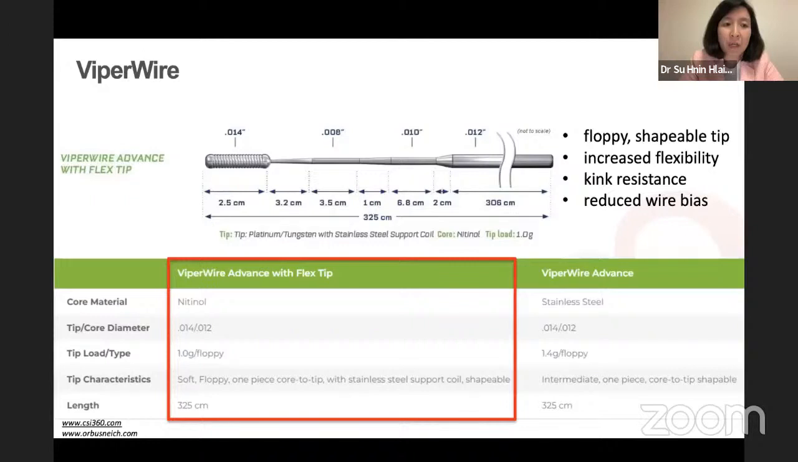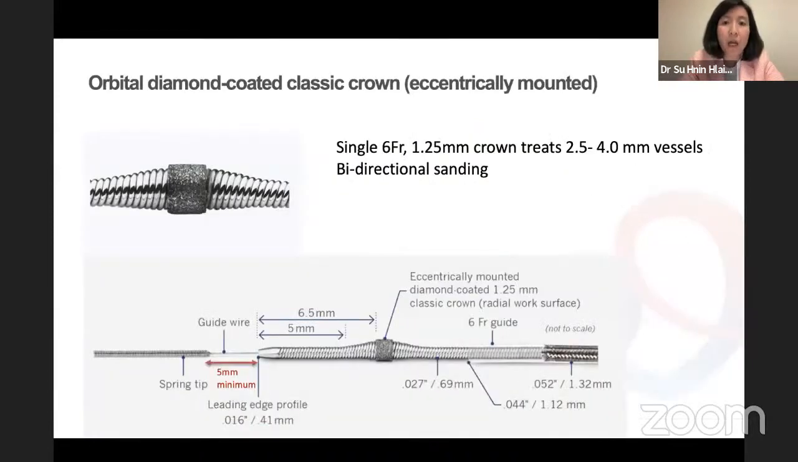We use the ViperWire Advance with Flex Tip, which is a floppy and shapeable tip that allows increased flexibility, kink resistance, and reduced wire bias. This is the orbital diamond-coated classic crown. It's eccentrically mounted. You can use it with a 6 French or greater guide catheter. The crown is 1.25 millimeter, which can treat 2.5 to 4 millimeter vessels, and it sands bidirectionally.